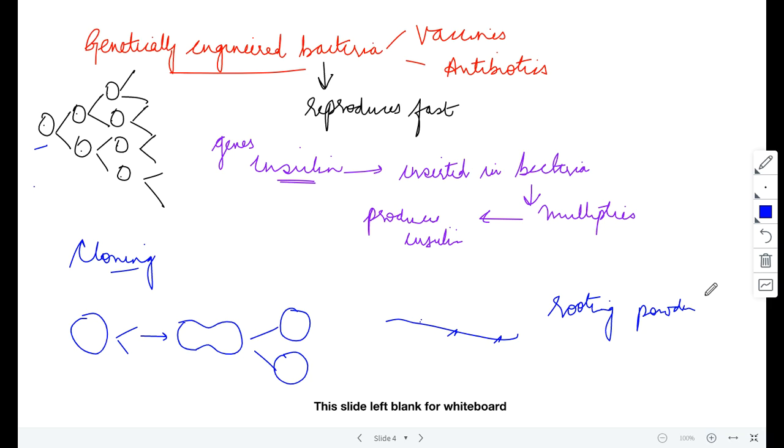You don't require a lot of things for that, or the chemicals for that. It is a cheap process also. You take a cutting, you plant it, and you are going to get a new plant. If you see all the plants, they are genetically identical, so they are going to have the same characteristics. These were the advantages.